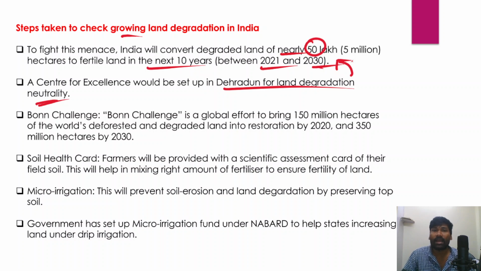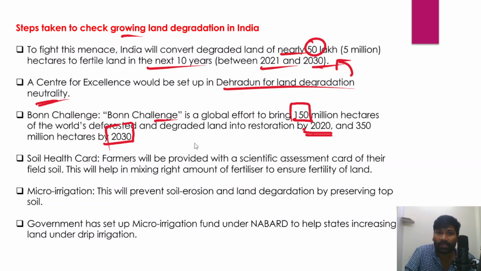And there's also another initiative, known as the Bonn Challenge. This Bonn Challenge is an effort at the global level to bring around 150 million hectares of the world's deforested and degraded land into restoration by 2020 and 350 million hectares by 2030.